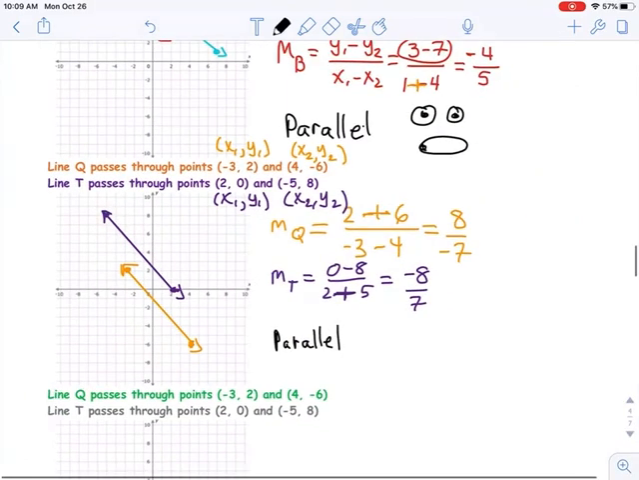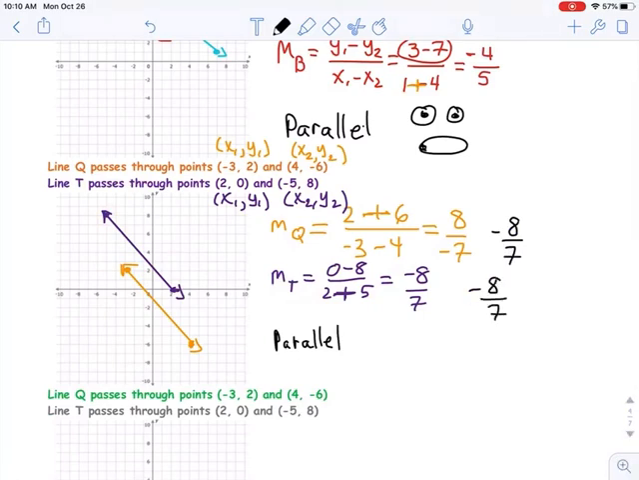And did you notice how this was a slope of negative 8 over 7? This is why sometimes you like to write the negative sign out front rather than specifically with the numerator or denominator, whatever that might look like, but they're the same.